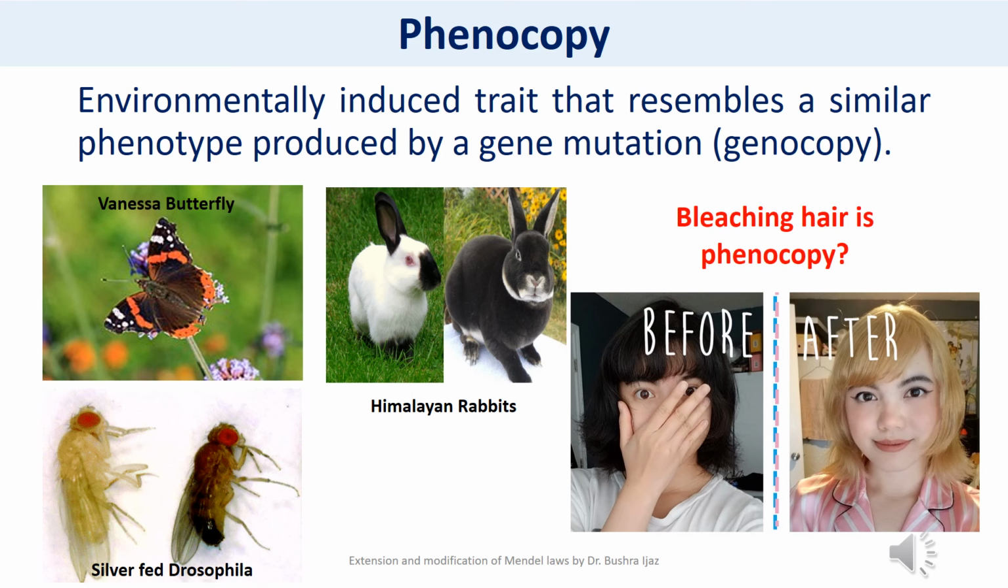However, when these Himalayan rabbits are raised in cold temperature, they show a black coloration of their entire body, which resembles the black rabbits, although they are genetically very different from the black rabbits of America. Phenotypically, they look like them. Therefore, we can say that the Himalayan rabbit is a phenocopy of the genetically black rabbit. Reversible or cosmetic modifications, such as hair bleach, are not considered to be phenocopy as they are not inherent traits.